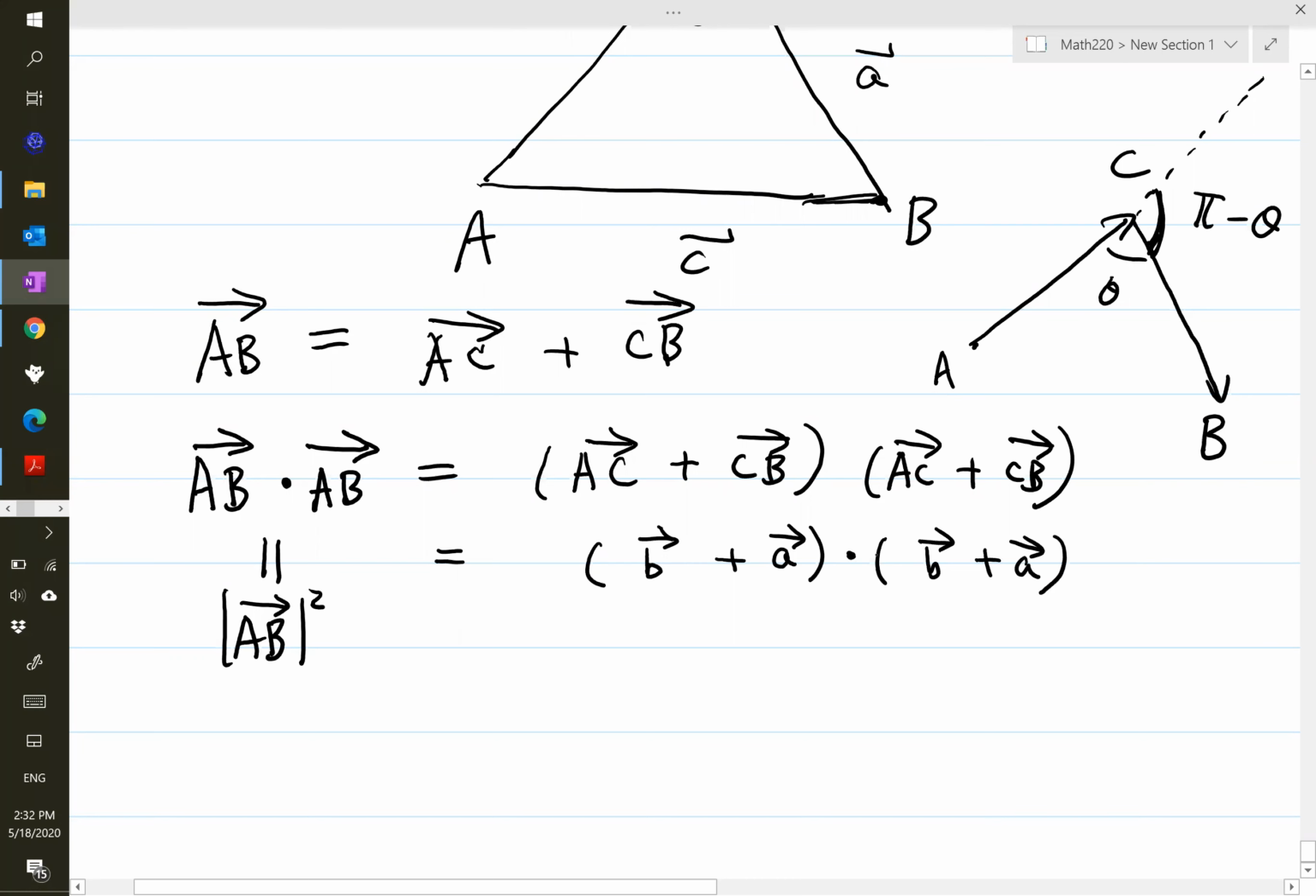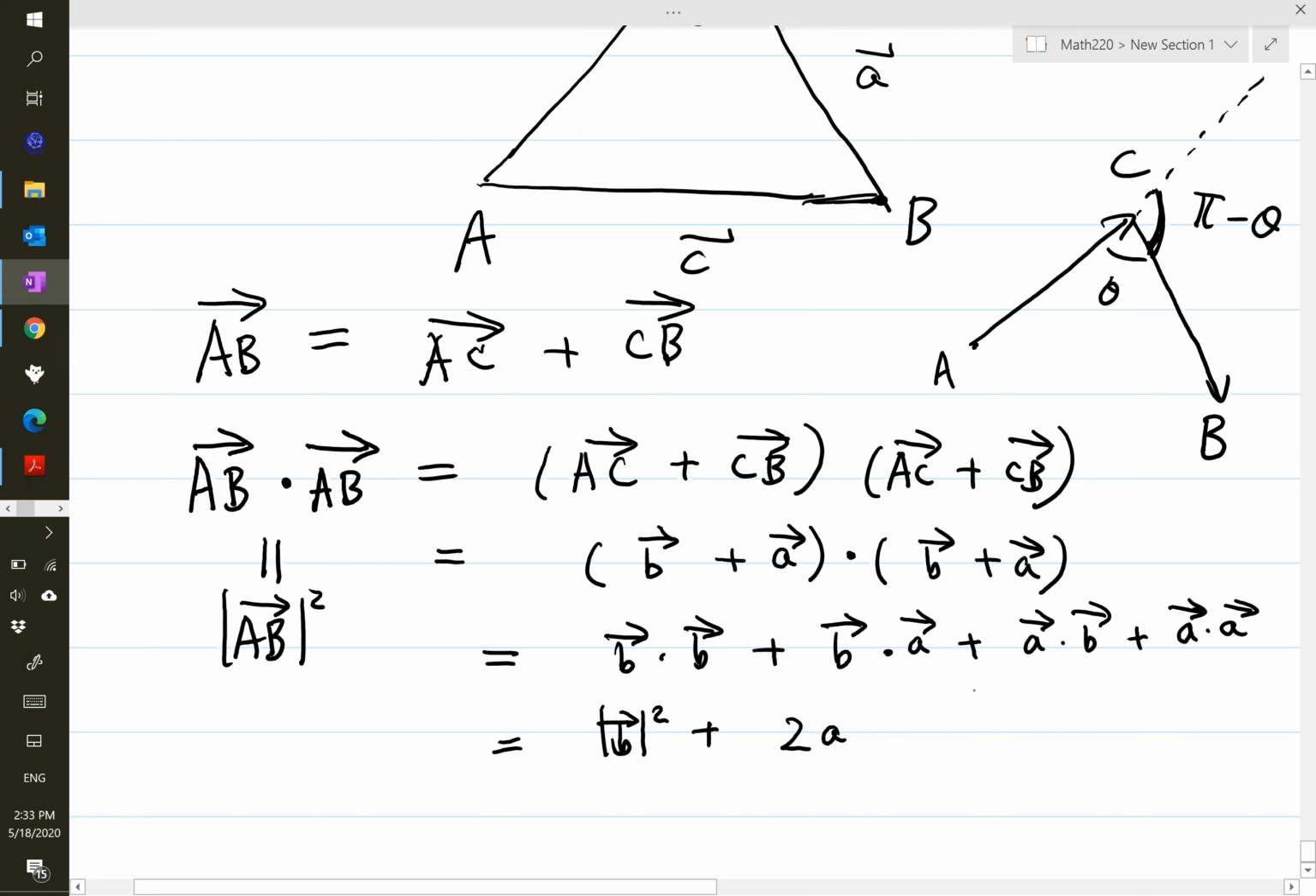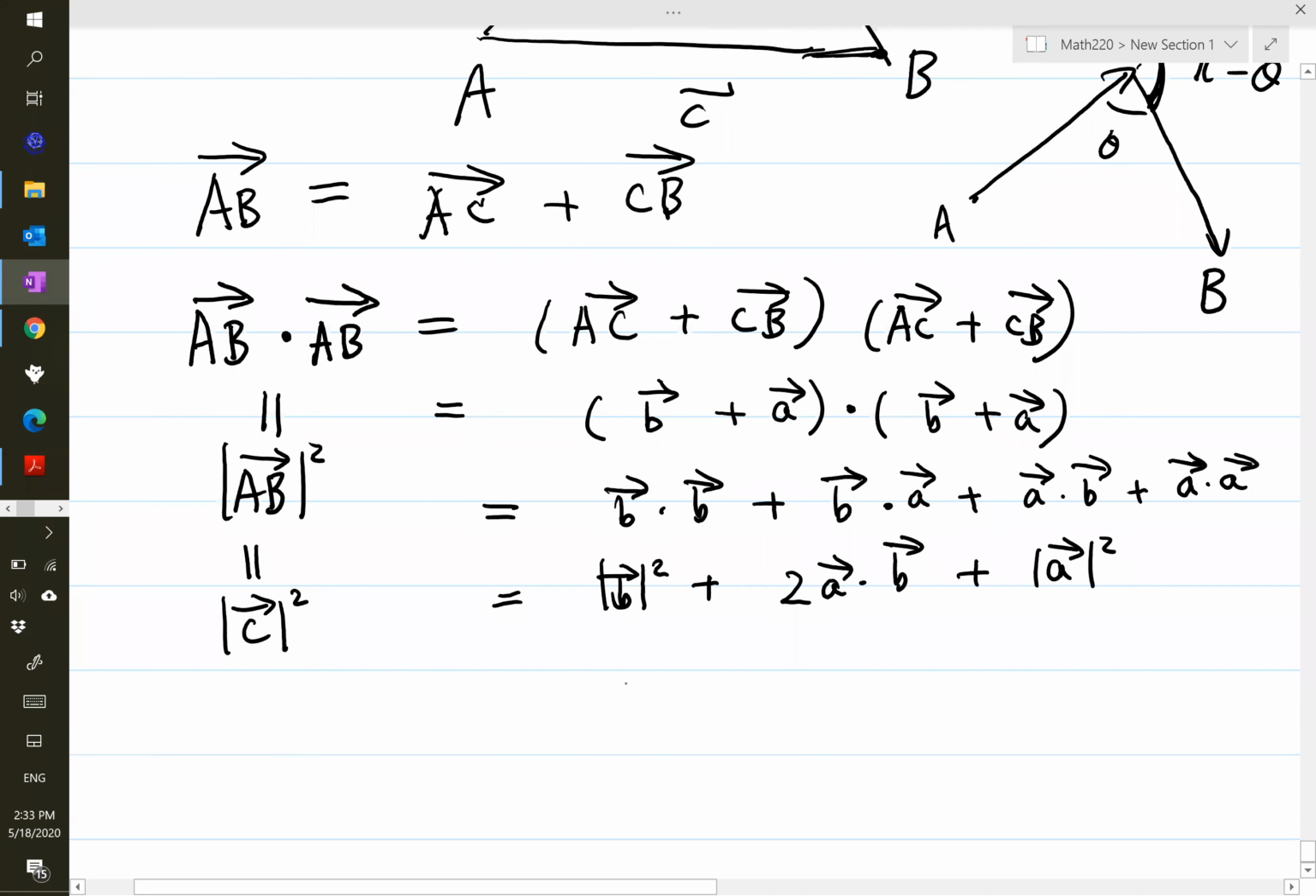Now if you take the dot product and use the distribution law, you get B dot B, plus the cross multiplication, you get it twice: B dot A and A dot B, plus A dot A. So you get norm B squared plus twice A dot B plus norm A squared. Now AB is C squared. So you can write C squared equals B squared plus, using the definition, twice the norm of A times the norm of B times cosine of pi minus theta, plus A dot A, the norm, which is a squared.